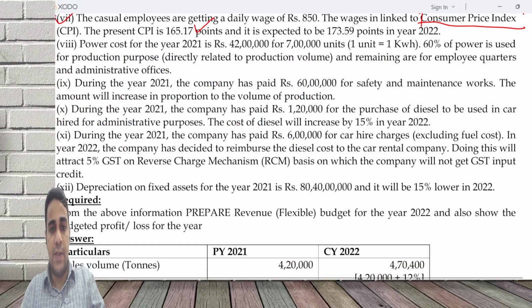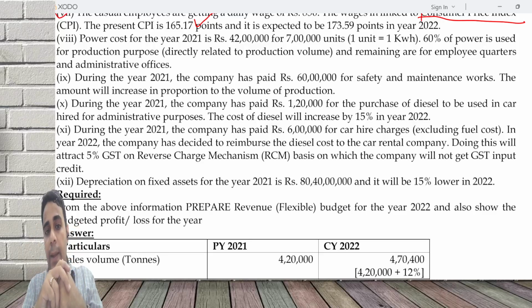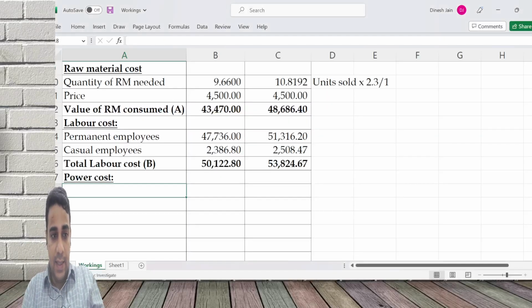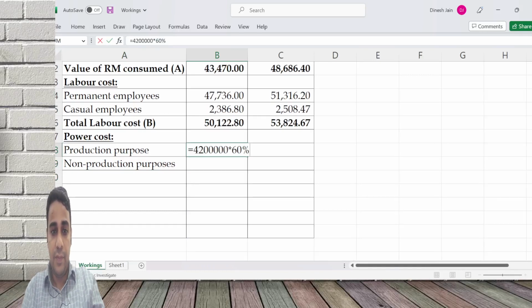Power cost, what they have mentioned is power cost was 42 lakh for 7 lakh units. 7 lakh units, 42 lakh means basically 6 rupees per unit. 60% power is used for production purpose. Remaining is used for employee quarters. So last year, power cost, production purpose, non-production purpose. Two purposes are there. Last year, 42 lakhs was incurred, 60% production, 40% non-production.